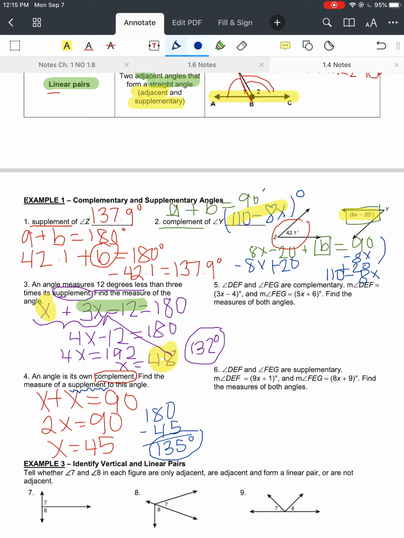So again, pause the video, try numbers 5 and 6. Number 5, they're talking about 2 angles that are complementary. So think, what do they have to add to? Number 6, it says the 2 angles are supplementary. So again, what do they have to add to?